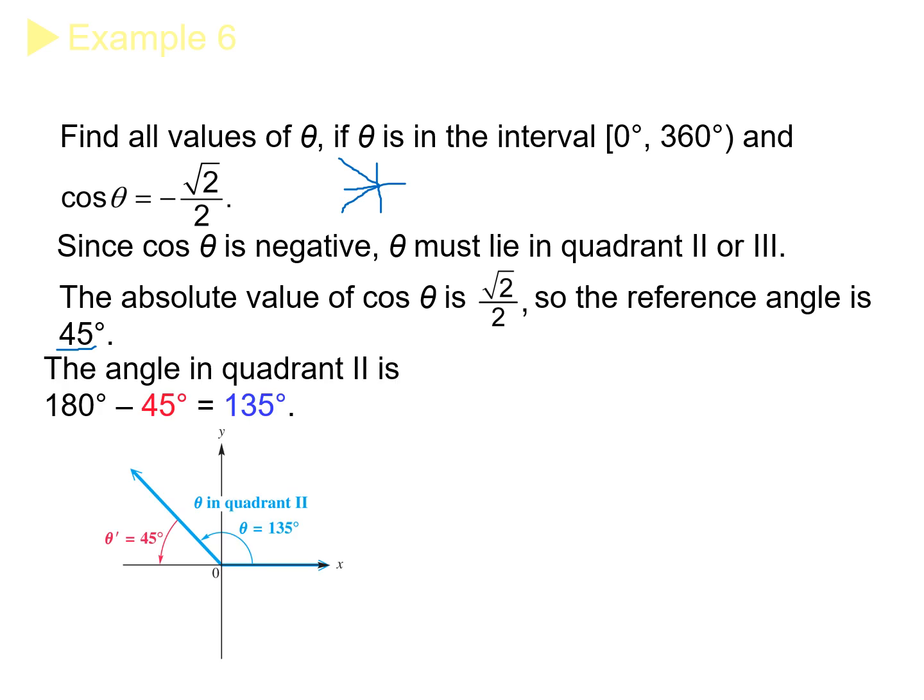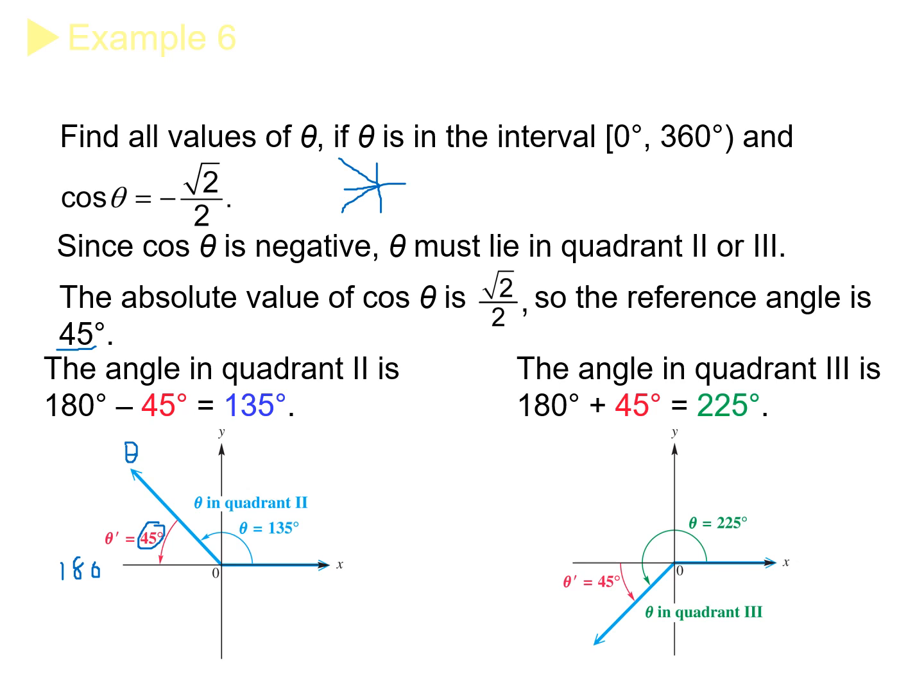So the angle in quadrant 2 is going to be 180 minus 45, or 135. Remember, it's 180. And then here is my reference angle. So I'm going to subtract those to get this angle right here. The angle in quadrant 3 is 180, and then we're going to add the reference angle of 45 to get an angle of 225. So in between 0 and 360, the cosine of theta is minus root 2 over 2 at 135 and 225.